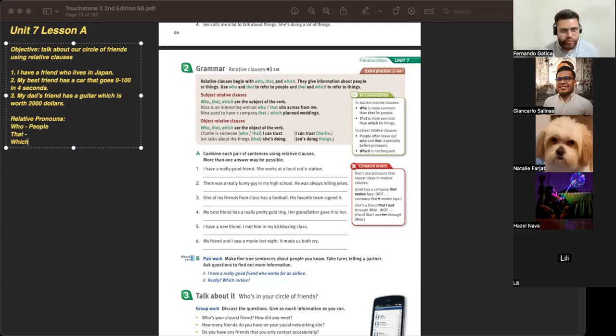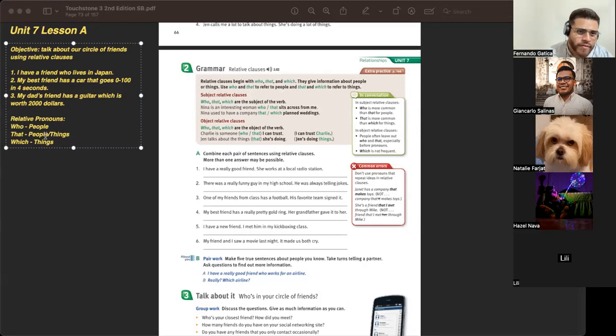We use which for people or things? Which? Things. And we use that for both, ambas, in English, both people and things. Okay.